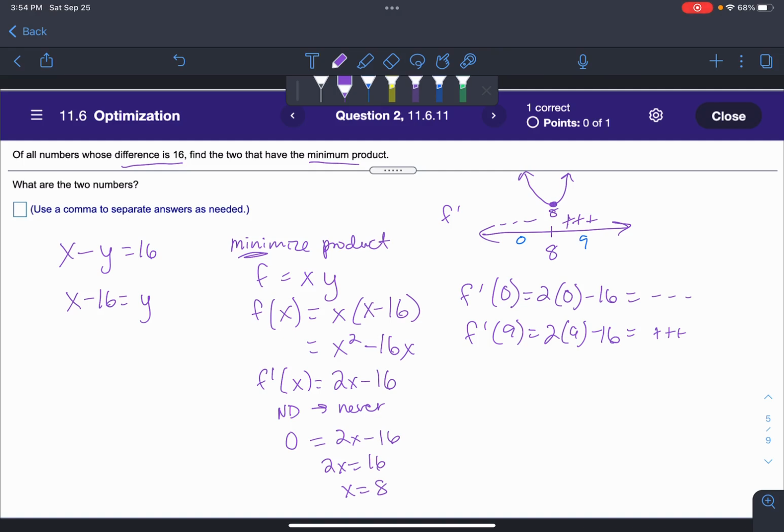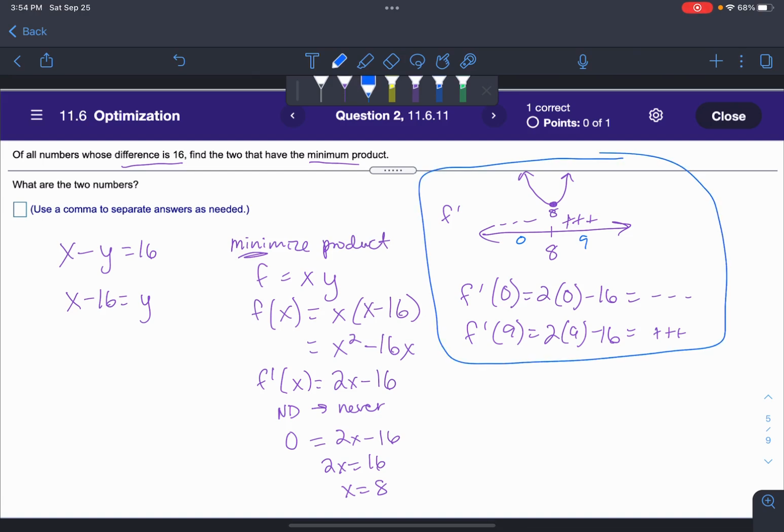All right, so my function will look something like this at around 8, so it is a local minimum. Now, there's another technique called the second derivative test that I believe MyLab walks you through, if you do show an example. So instead of doing this sign analysis, you could alternatively, and this is to check if x equals 8 is a minimum.